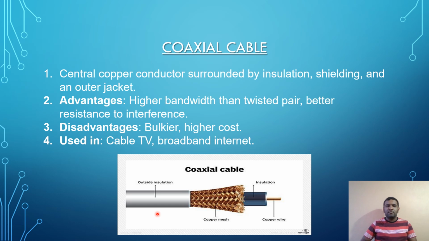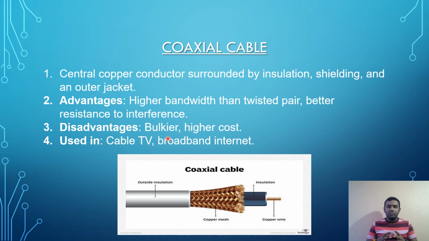What are the advantages is that this has a higher bandwidth than a twisted pair and has better resistance to interference. So in twisted pair cables, if there was an electromagnetic device or an electromagnetic field which comes in contact with the cable, there would be interference, which is called electromagnetic interference. But here, this is an advantage of using a coaxial cable as compared to the twisted pair cables, that it has better resistance to such electromagnetic interferences.